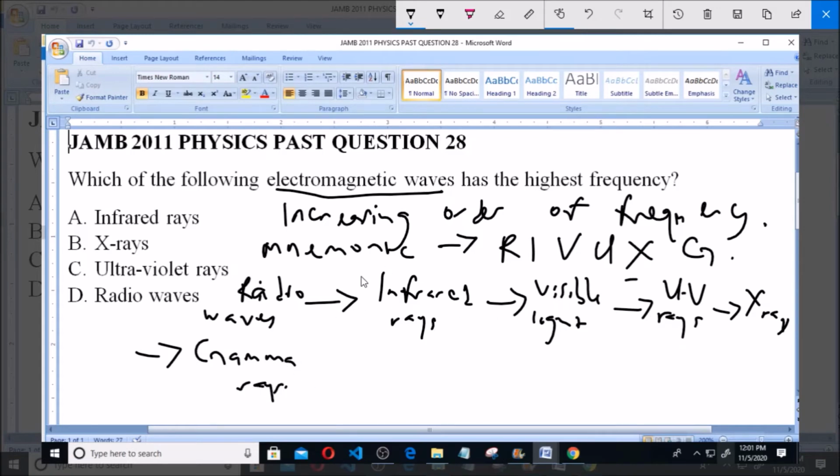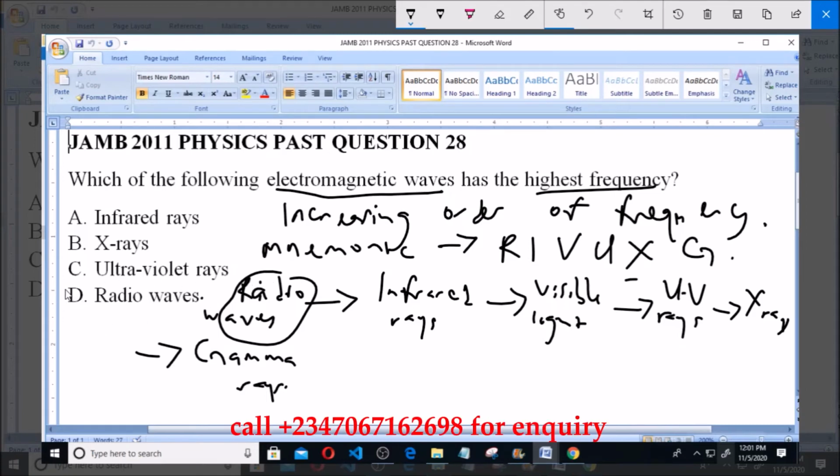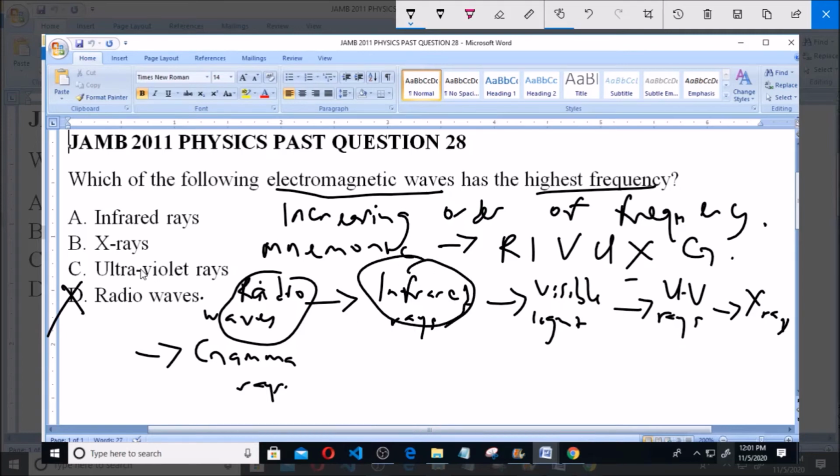So in order of increasing frequency. We are asked for the one which has the highest frequency here. Now radio wave has the lowest frequency among all the EM waves, so it is the first here, so D is not the answer. Infrared rays is the second lowest, so it is not the answer.